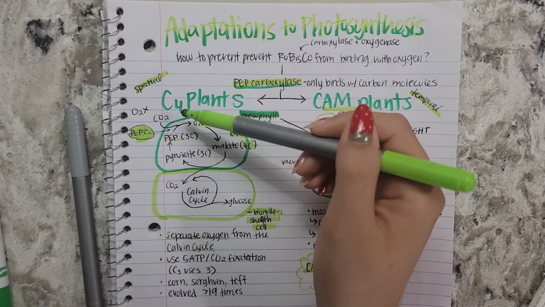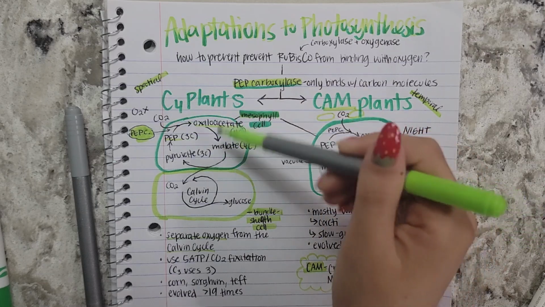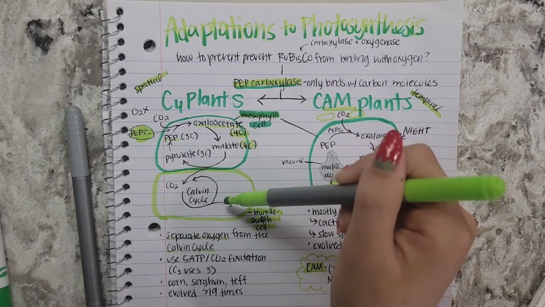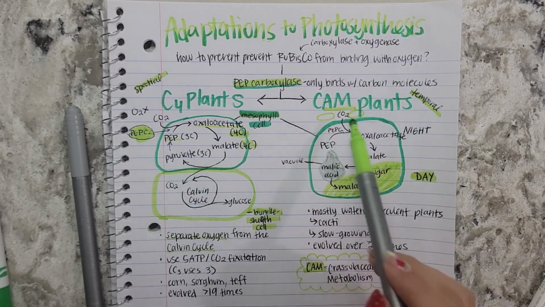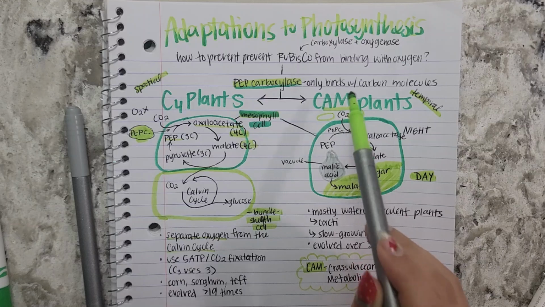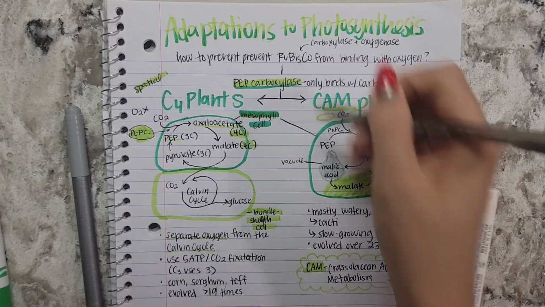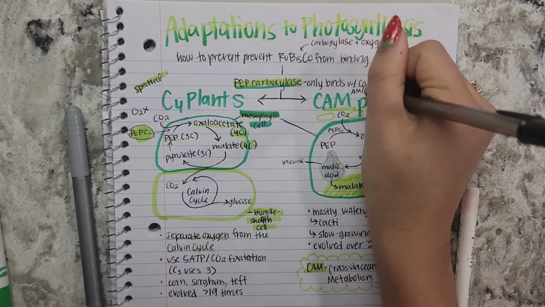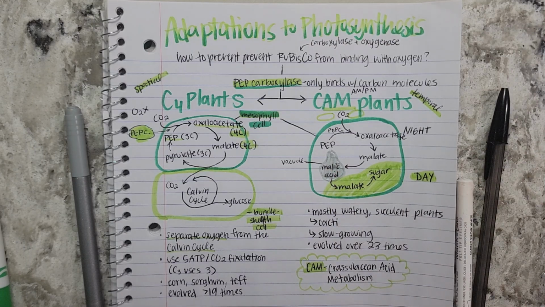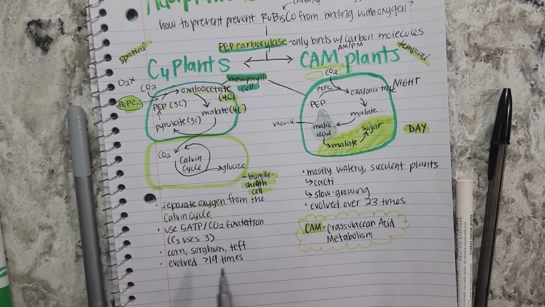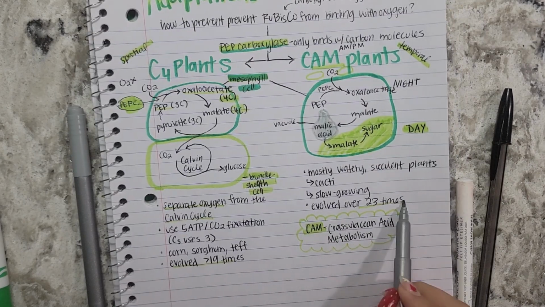So remember, C4 is called C4 because we have our 4 carbon molecules that we're using to get CO2 to bind with the Calvin cycle. Meanwhile, CAM, you can remember from AM, like AM versus PM, because it's a day versus night thing. But also you have Crassulaceae, which is that family of succulents that do CAM photosynthesis, and they have metabolism of this malic acid.